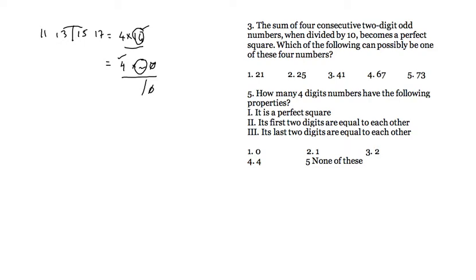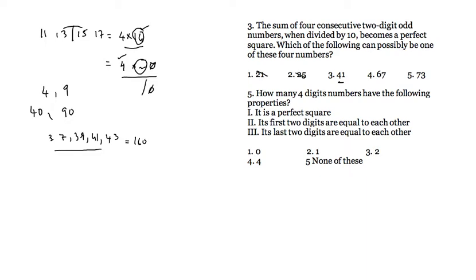Now, a single digit perfect square can either be 4 or 9. So you are looking at 4 odd numbers around 40 or 90. If you look at the options, 21 is not around 40, neither is 25, but 41 is, and that's the only option. So you are looking at 37, 39, 41 and 43. If you add these four consecutive odd numbers, the sum is going to be 160. Divide by 10 and you'll get 16 as the perfect square.